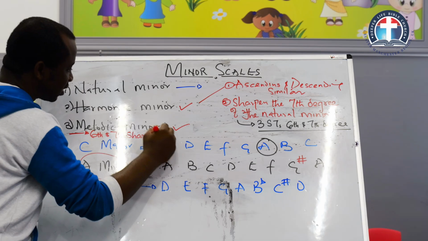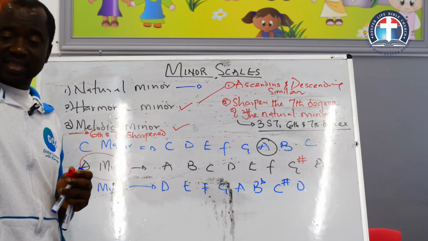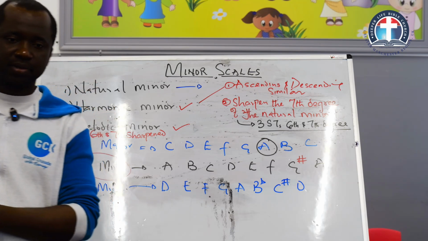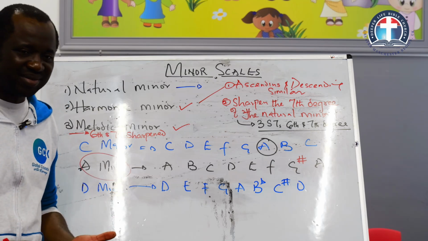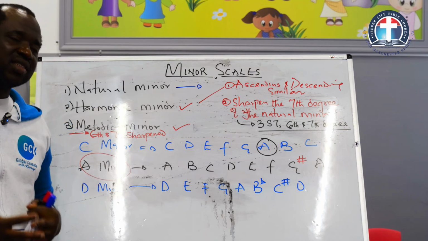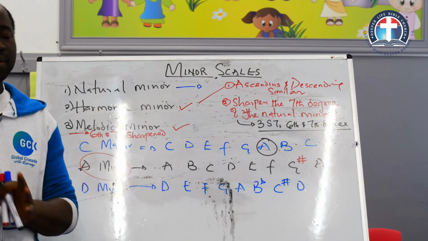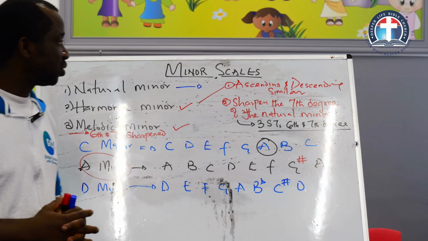Are sharpened only when ascending. But when you are descending, you remove the sharps. So when you are descending, it is natural minor. So the only difference in the melodic minor is that when I'm ascending, the 6th and 7th notes have to be sharpened, but when I'm descending, I have to remove the sharps and go back to the natural minor.